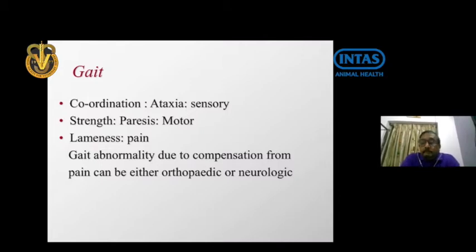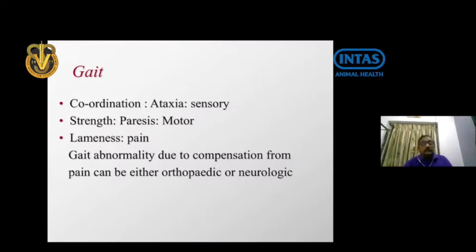Now, if you look at gait, you have to remember two terms. Basically, one is called ataxia. Every one of us knows it. The other one is called paresis. We have used it very often. Now, ataxia is sensory. So what do you mean by ataxia? Ataxia is simply incoordination of gait without loss of muscle strength. What is paresis? It's the same: it is incoordination of gait, but with loss of muscle strength. So these are the two things you're going to observe first, whether the animal is ataxic or whether it is paretic.